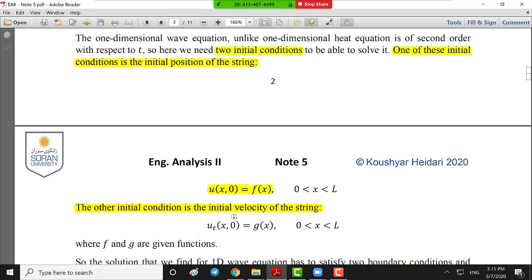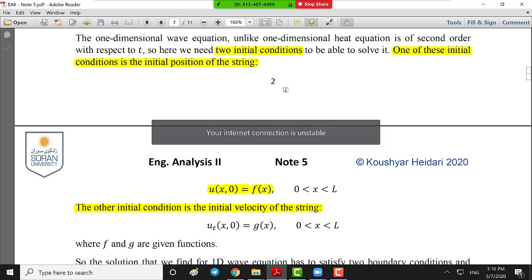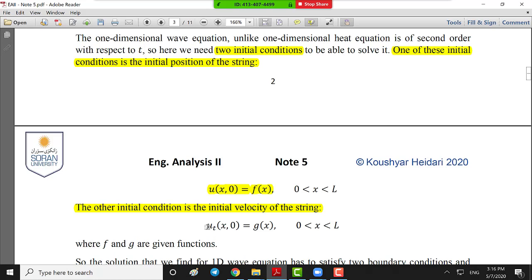But what is the velocity? From physics, you remember that velocity is the derivative of the position with respect to time, right? So the initial velocity is going to be the derivative of u with respect to t at the initial time, which is usually t equal to 0. So the second initial condition, the initial velocity, gives you rho u over rho t at the initial time, and the result might be any function, which we call g of x. Here you know that f and g are given functions.